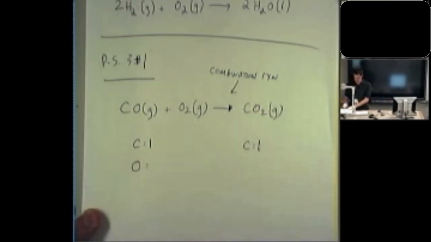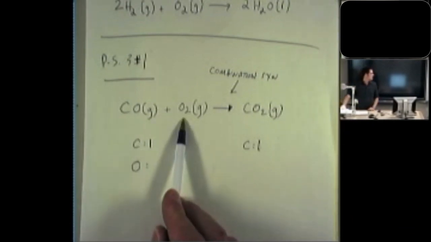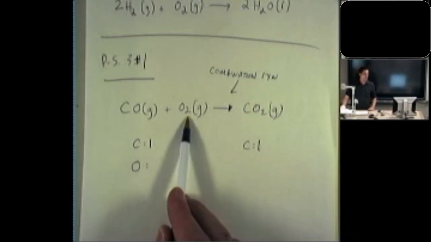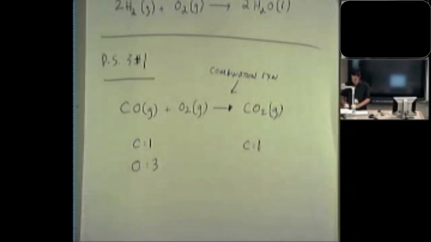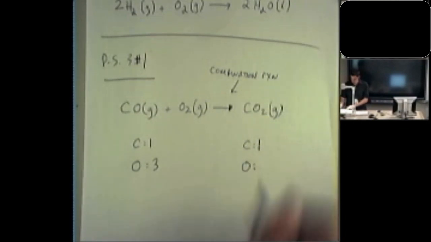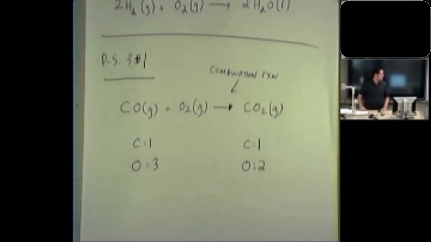Now let's look at our oxygen atoms. How many oxygen atoms do I have on the left? I've got one here, and remember O2 is actually two oxygen atoms, so this little subscript 2 also tells me that I have to multiply that by 2. There are 3 total oxygen atoms on the left side of the equation. How many oxygens are there on the right side of the equation? There are only 2. So as you can see, oxygen is not balanced. What in the world can I do to balance it?